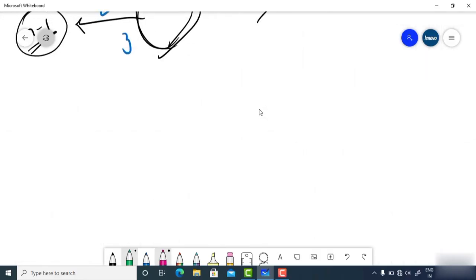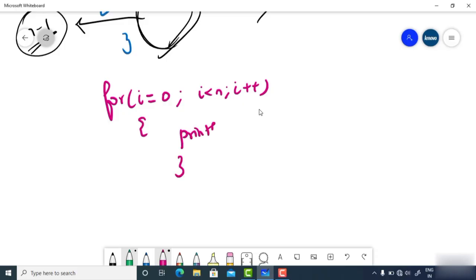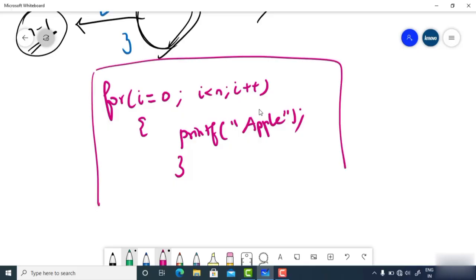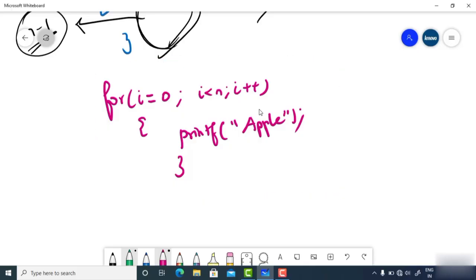Then what is the time complexity? Okay, so let's say this is my, again I'll go for a for loop. Let me have only one print statement. Okay, so this is the program. I just want to print something, say apple 5 times. Okay, n times. I just want to print apple n times. That is the idea of this program, right? So I am asking what is the time complexity of this particular pseudocode, or the algorithm?